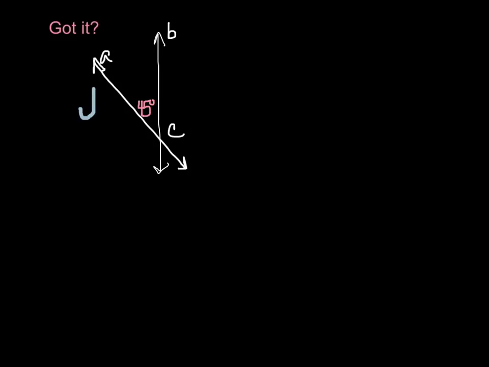So let's do the got it problem. In the got it, it says, use the diagram below. What is the reflection over line B following reflection over line A of the letter J? And then we have to find the center and angle of rotation.